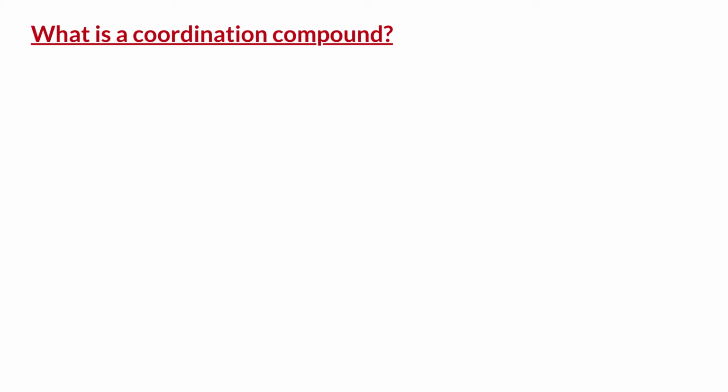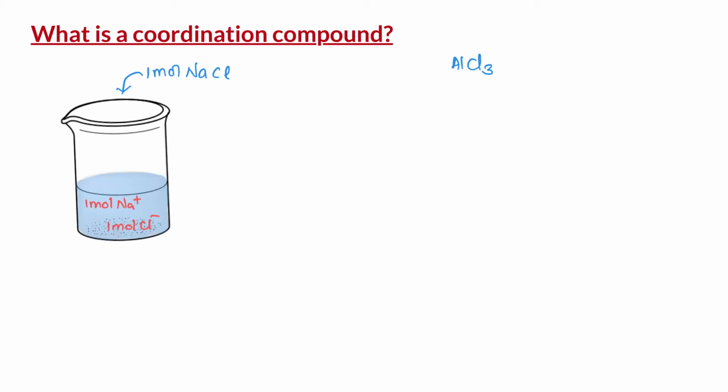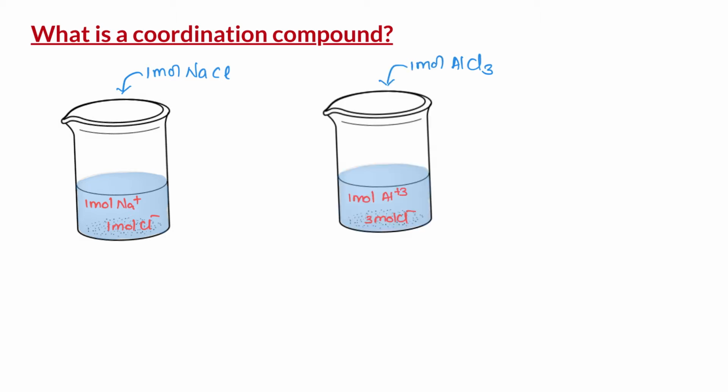We have earlier seen various ionic compounds formed by main group elements such as sodium chloride and aluminum chloride, etc. We have also learned that 1 mole of sodium chloride upon dissolving in water produces 1 mole of Na+ and 1 mole of Cl- ions. Similarly, 1 mole of aluminum chloride upon dissolving in water produces 1 mole of Al3+ and 3 moles of Cl- ions. Now, let me ask you a question.